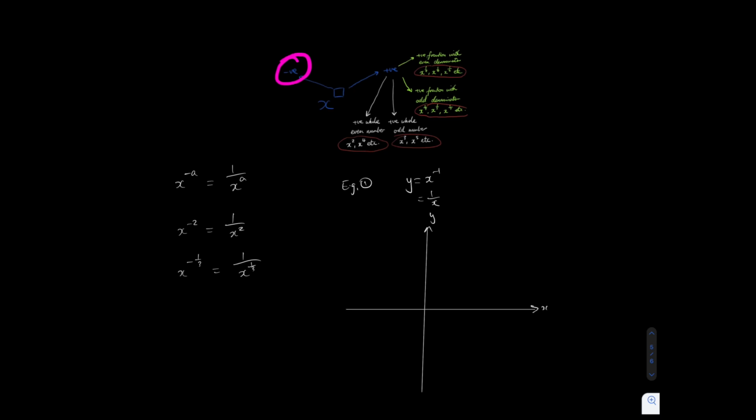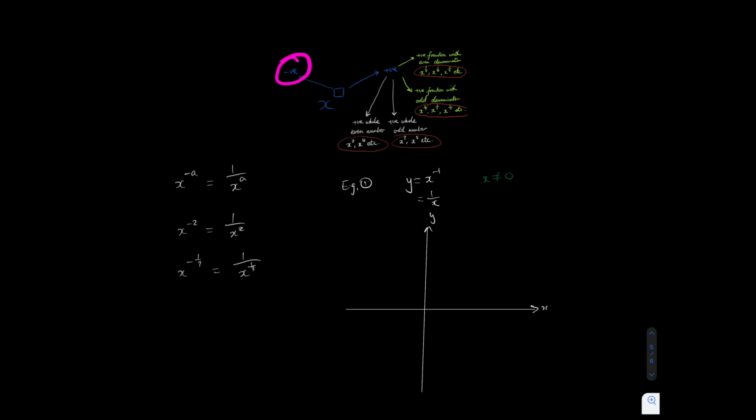So with y equals 1 on x, we need to be wary of things called asymptotes. Now asymptotes tell us what things can't be. So looking at 1 on x, you should know that you can't ever divide by 0. So that means x can never be 0, and so we have an asymptote at x equals 0.